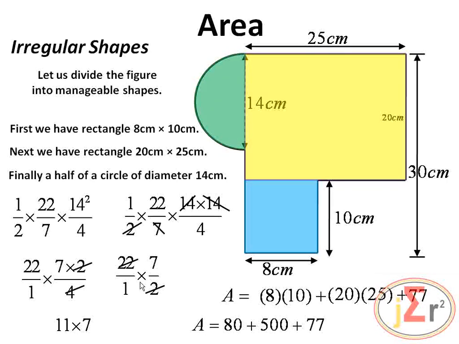Then we add all of them together. The 77 to be added to 20 times 25 and also to 8 times 10. And the result is 657 centimeters squared.